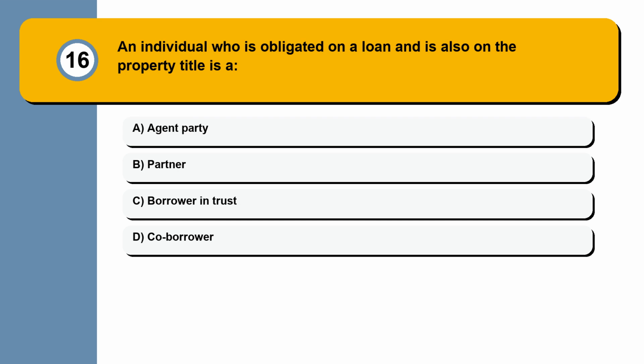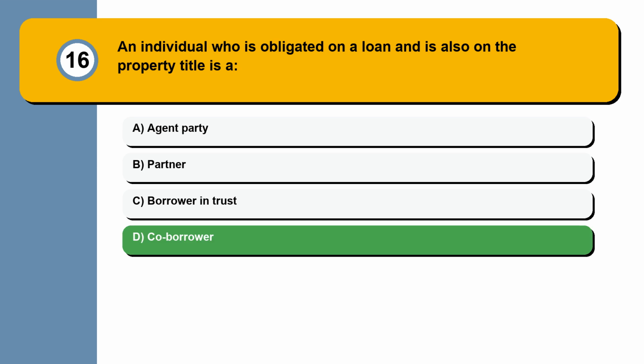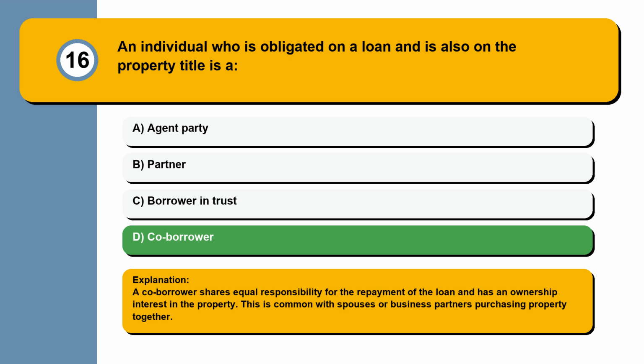Question 16. An individual who is obligated on a loan and is also on the property title is a: agent, party, partner, borrower in trust, co-borrower. A co-borrower shares equal responsibility for the repayment of the loan and has an ownership interest in the property. This is common with spouses or business partners purchasing property together.